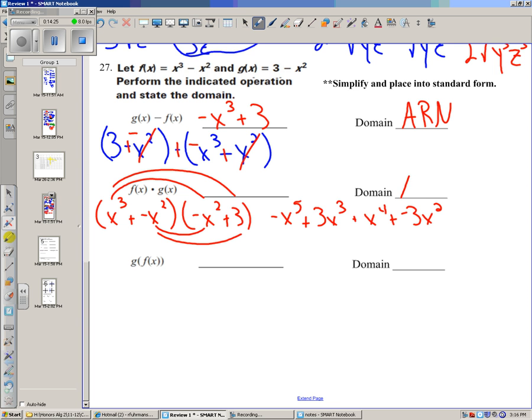Already I can see that my domain is going to be all real numbers, but now I'm just going to write my answer in standard form. So my answer in standard form is negative x to the 5th plus x to the 4th plus 3x cubed plus negative 3x squared. And that's it.